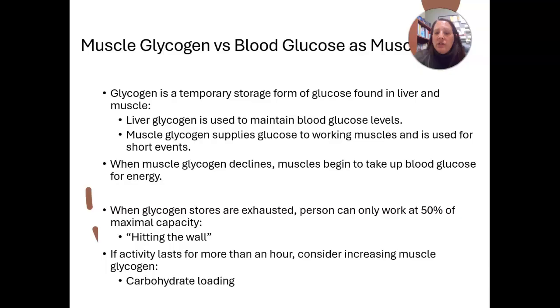Okay. When glycogen stores are exhausted, a person can only work at 50% maximum capacity, and we call that hitting the wall. Okay, so if an activity lasts for more than an hour, like hiking, let's say, for example, where you're going to be out hiking for a couple of hours, you should consider increasing muscle glycogen levels. And to do that, you can do something called carb loading. And we'll talk about that in a little bit.